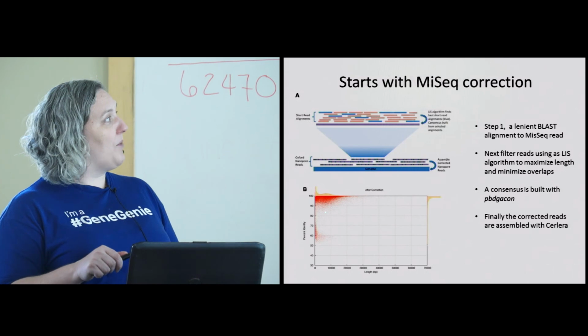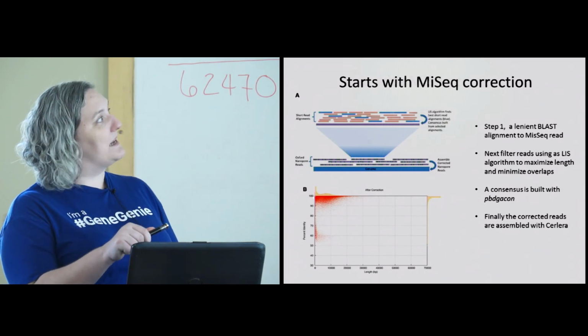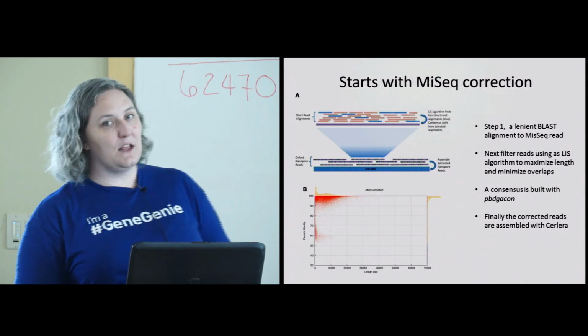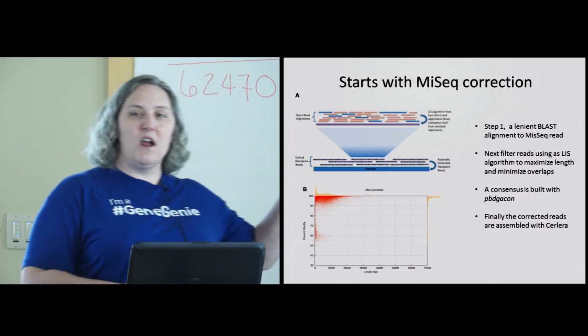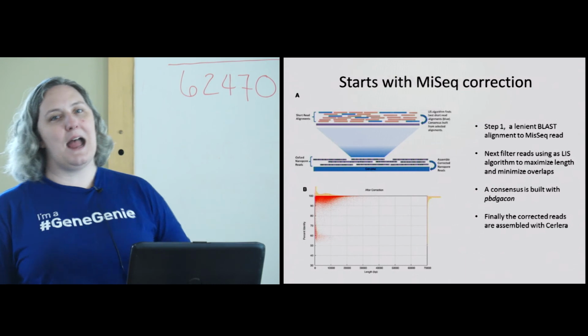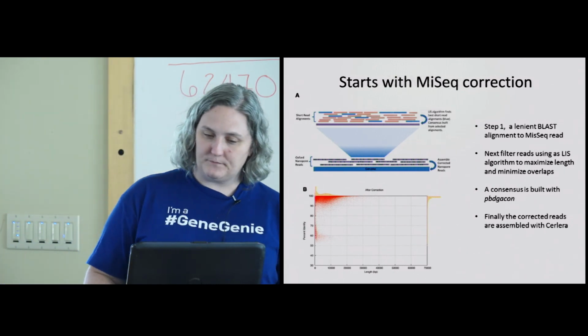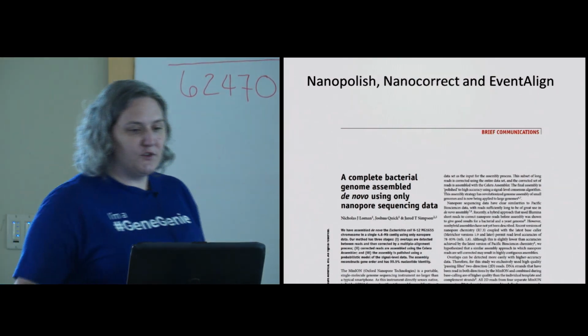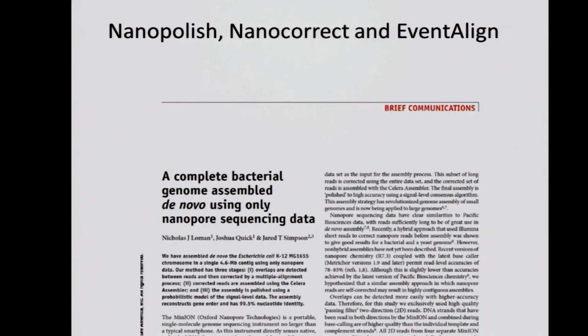So after the Nanocorr pipeline, we see the percent identity has now exceeded 90% on average, and we're still seeing a number of reads in excess of 10,000 bases. So it works very, very well if you want to use a MiSeq hybrid error correction approach. If you don't, then you move to this suite of tools. This suite of tools is Nanopolish, Nanocorrect, and Event Align. This is in one of Nick Loman's papers here.